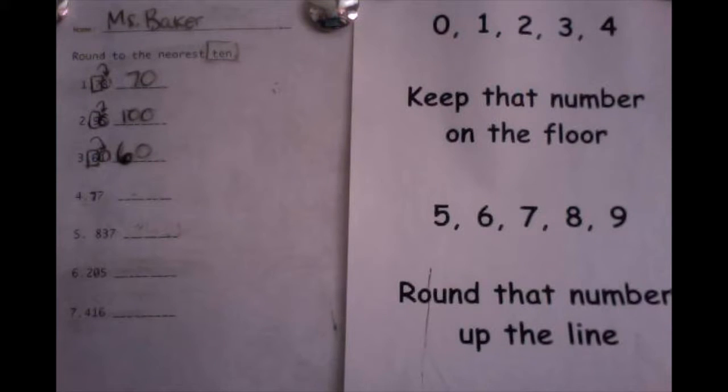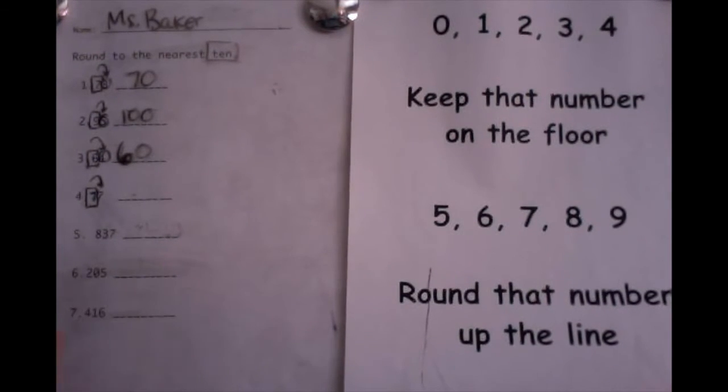Number 4, we have the number 77. We're going to round to the nearest 10. So the first thing we need to do is put a box around the tens place. We're going to look next door to decide if we're going to keep it on the floor or round it up the number line. 0, 1, 2, 3, 4.